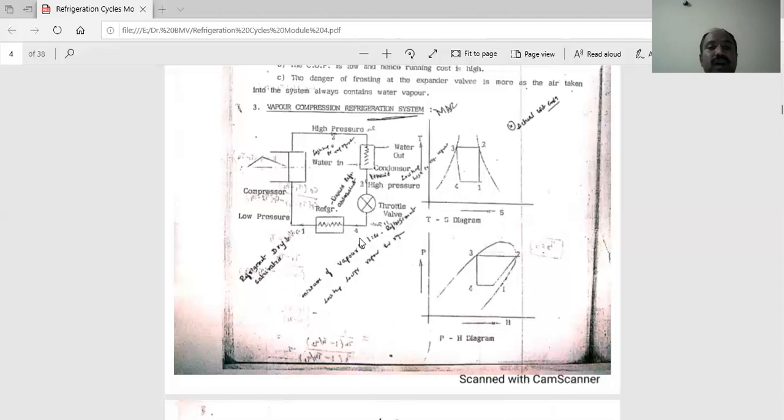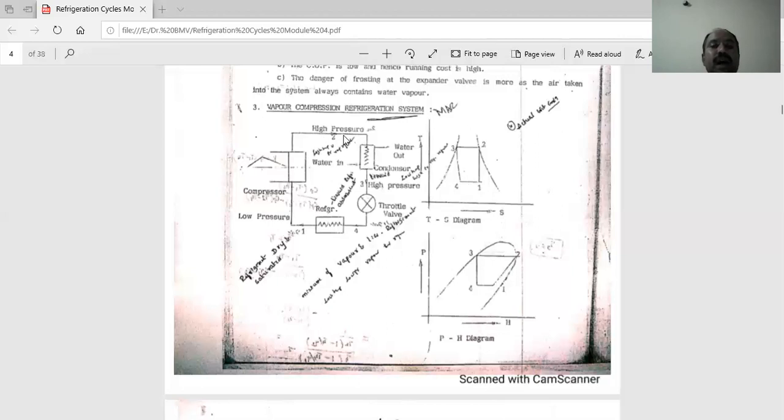In the throttle valve, the refrigerant becomes a low pressure, low temperature liquid. That refrigerant is once again passed to the evaporator, where we have to produce a cooling effect. That means it absorbs heat from the system, which produces a cooling effect. This is the vapor compression refrigeration system. That is state 1: dry saturated refrigerant at low pressure. Here the compression takes place.